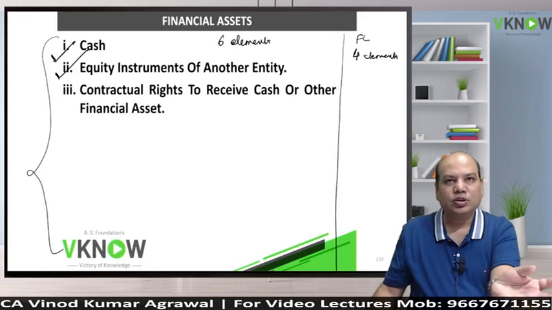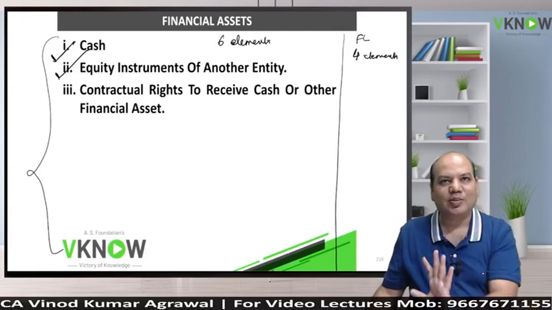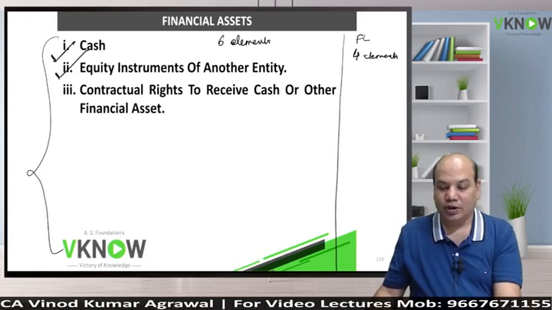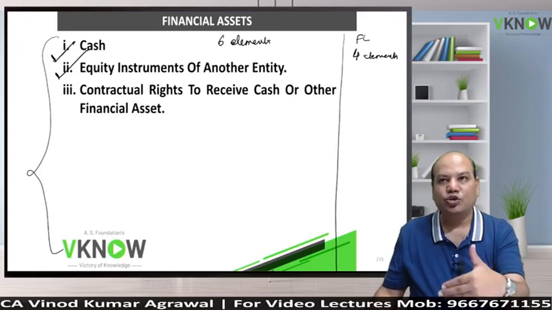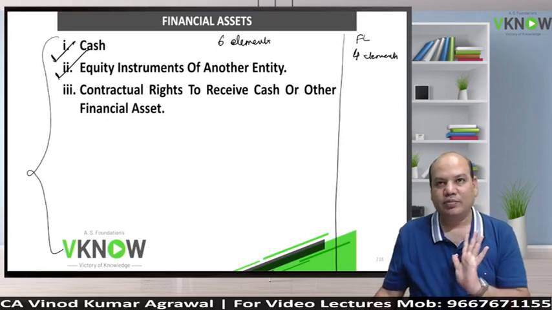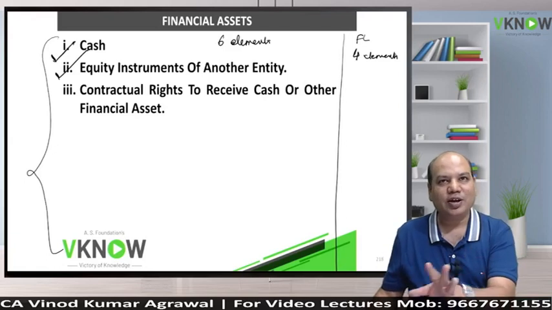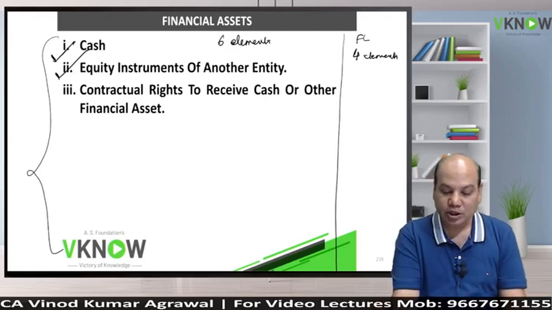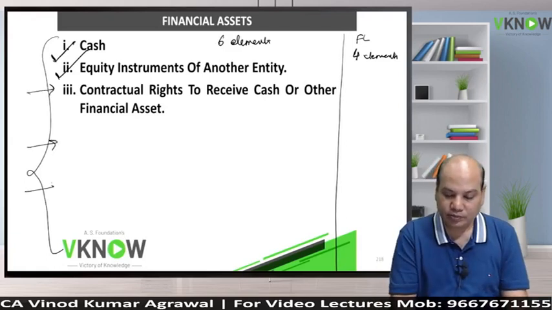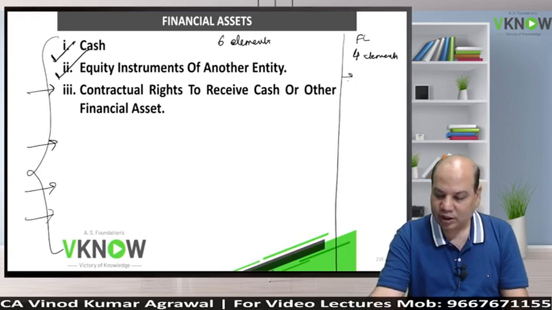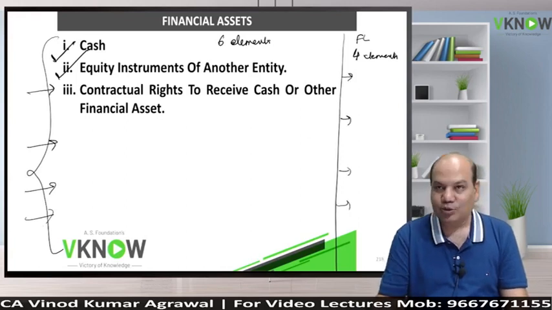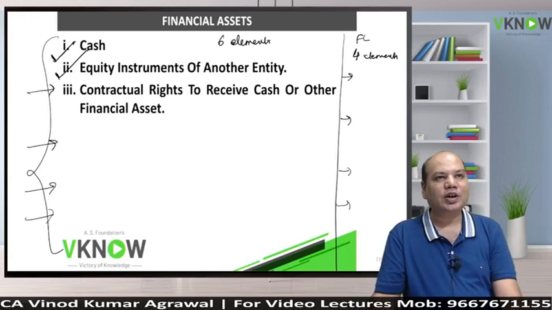There is no similar item in the liability definition. A financial asset is an equity instrument of another entity. There is no parallel in liability. But the remaining four items have exact counterparts in the definition of financial liability also.